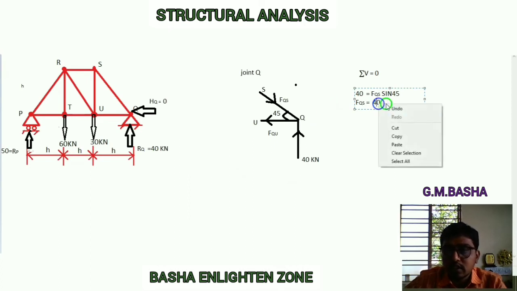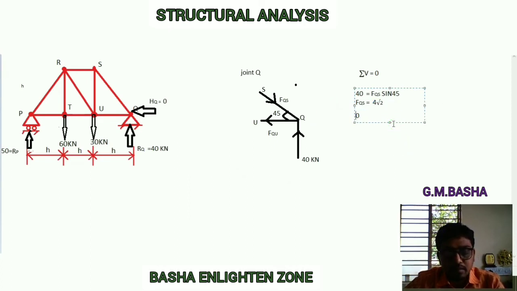See here, the force in the member QS will be equal to 40 into root 2. Here the value is positive, therefore our assumed direction is correct. I am taking that one as compressive. Because we obtain a positive sign, the assumed direction is correct. If it were negative, I would change the direction, and also change the nature of the force. Nature of the force means changing the direction.